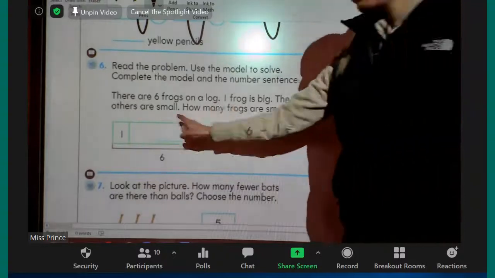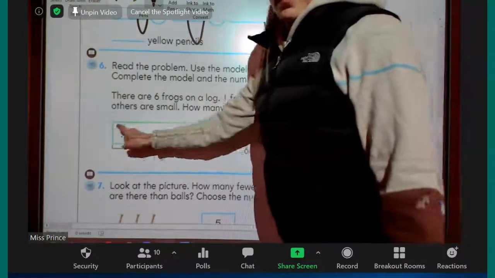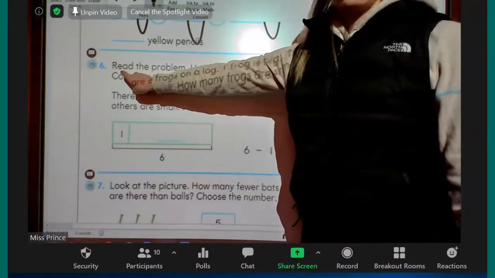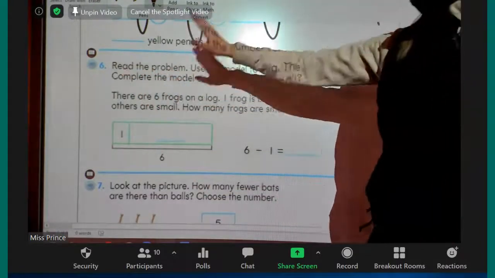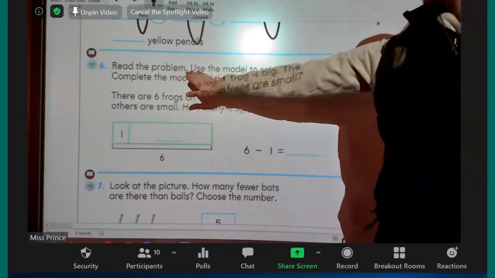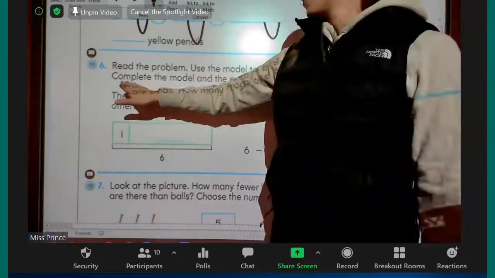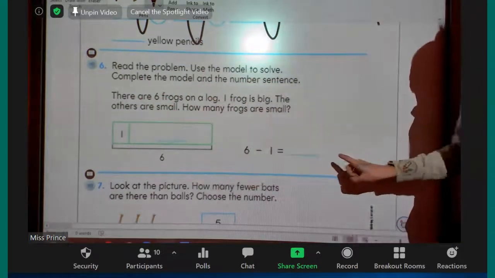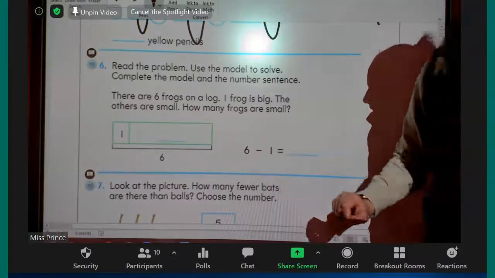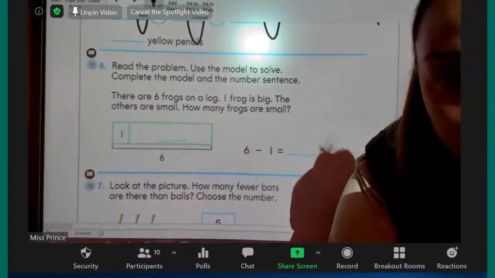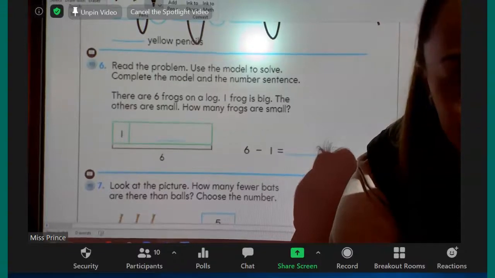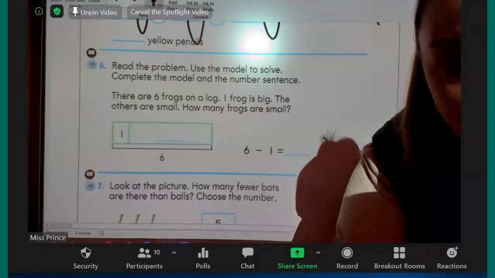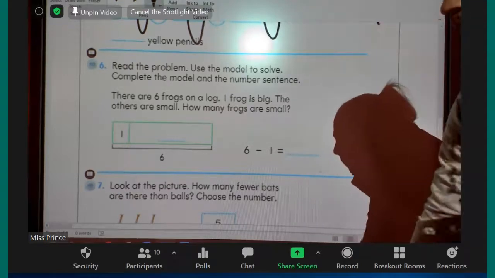Okay, you should see this green box right here in your book. Problem 6. We just got rid of that one. Read the problem. Use the model to solve. Complete the model and the number sentence. So here's the model. Here's the number sentence. All right. I'm making sure that everyone's muted so you guys can hear me.